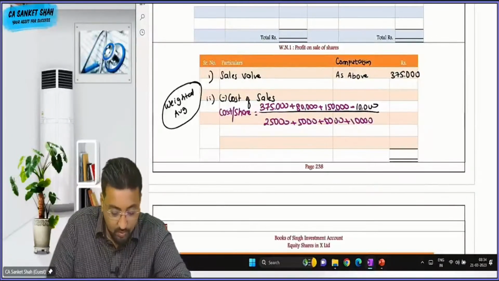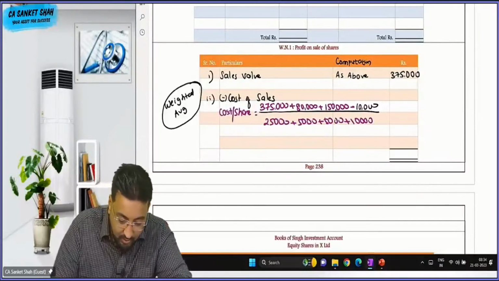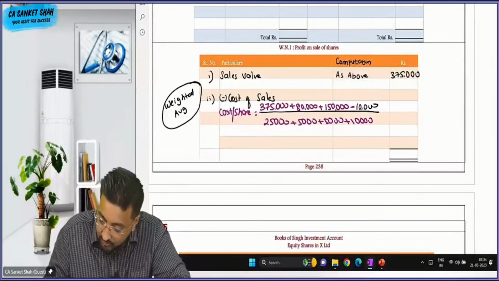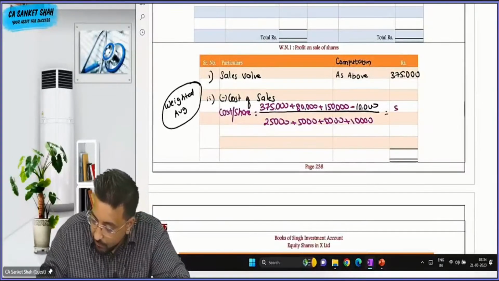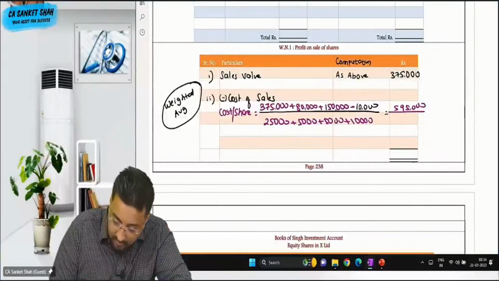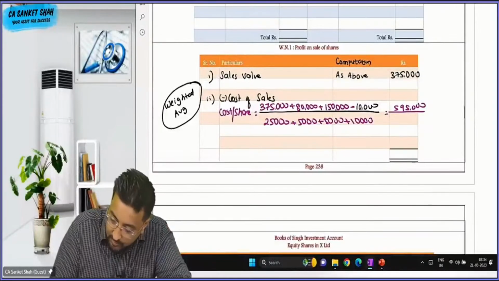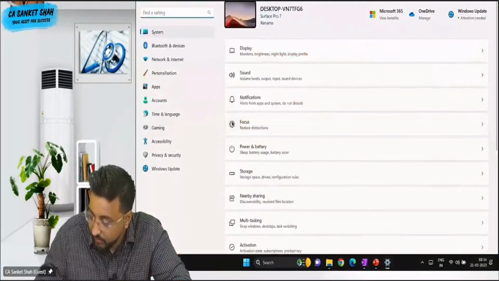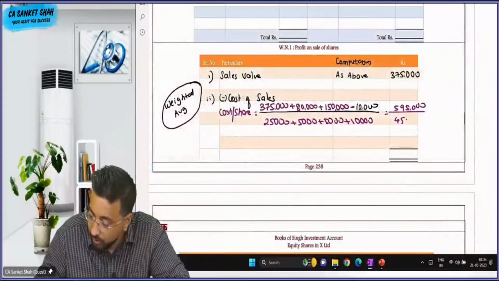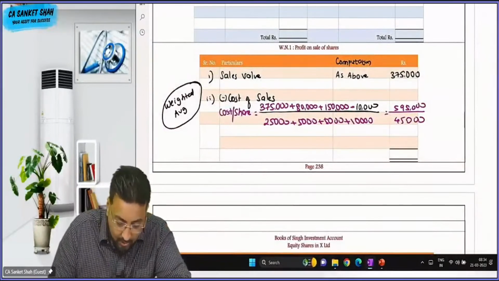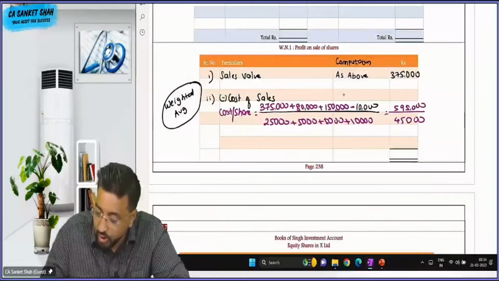So what is the cost per share? Let's take it on the calculator. 375 plus 80 plus 150 minus 10, that is 5,95,000. 5,95,000 divided by how many shares? 25 plus 5 plus 5 plus 10, so 45,000 shares. 595 divided by 45 is 13.2 per share.